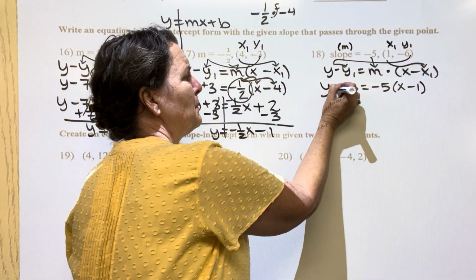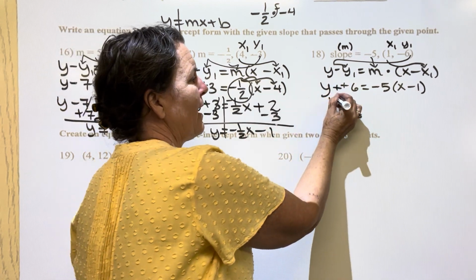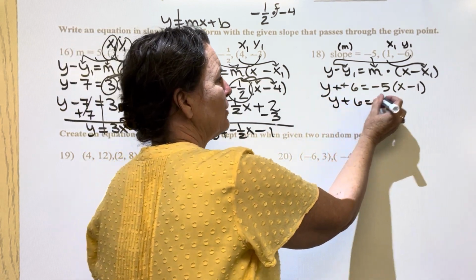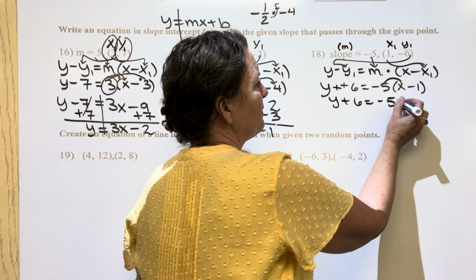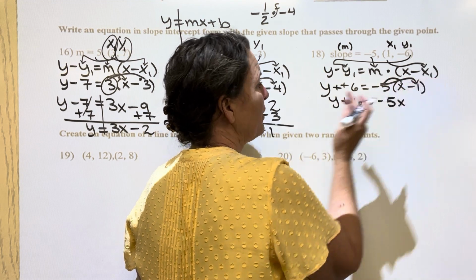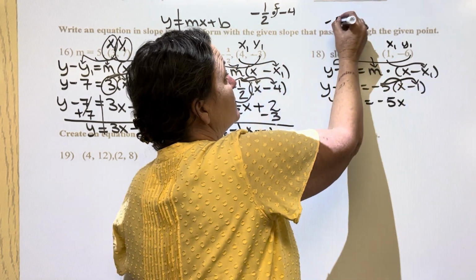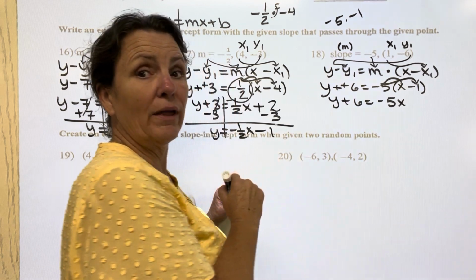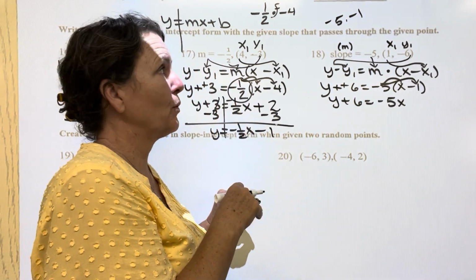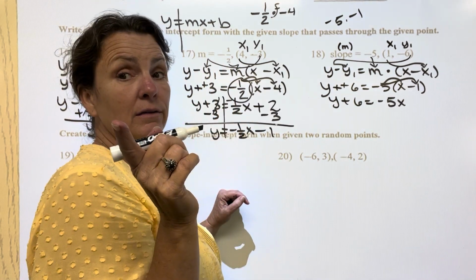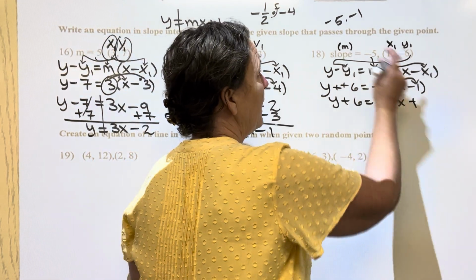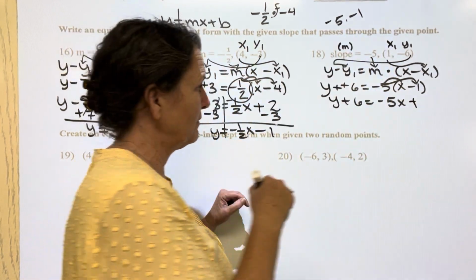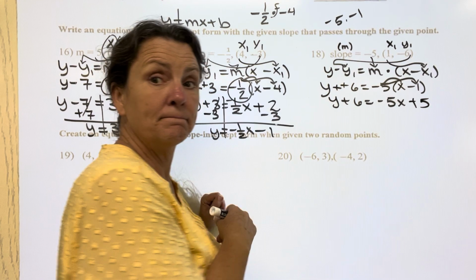Cool. We have a double negative. So we have y plus 6 equals, let's distribute, negative 5x, let's distribute. Be careful. If you need to see it kind of away from the question so your brain has a chance, go for it. A negative times a negative is a positive. Nice. And 1 times 5 is 5. Nice.